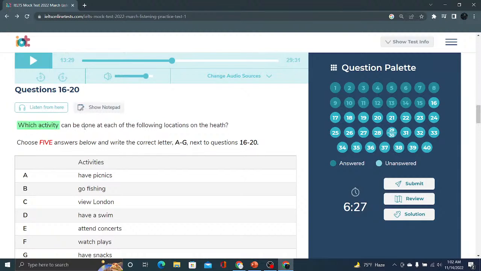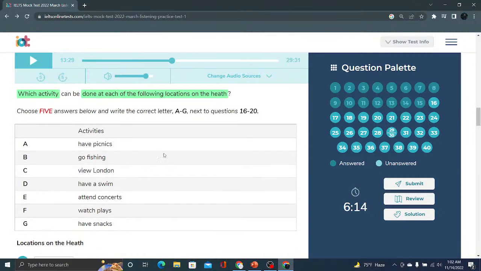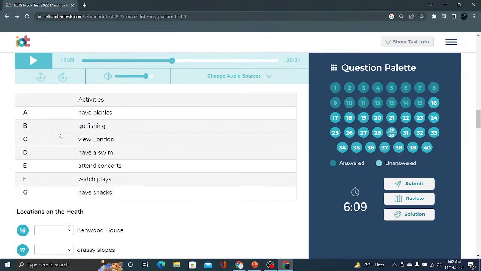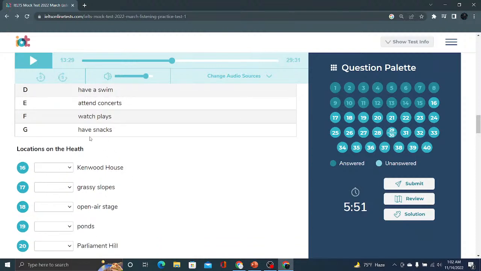Which activity can be done at the following locations? Here are the options: A, have picnics; B, go fishing; C, view London; D, have a swim; E, attend concert; F, watch play; G, have snacks.